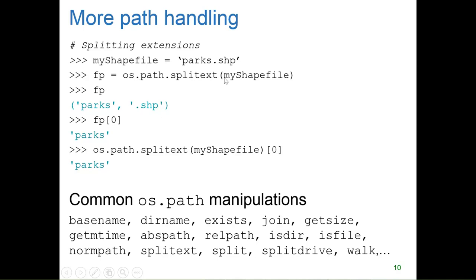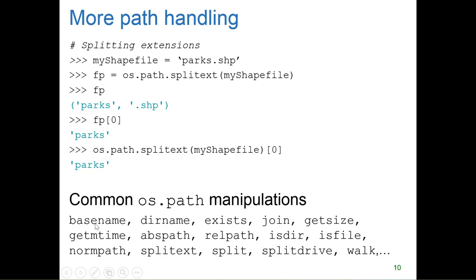So this splits the extension off of the file, and you get parts like this. This is a tuple, these parentheses around it. And of course you can index into a tuple to get the first one. We can combine these two lines together into one line and say os.path.splitext(myShapefile)[0], and that will return the first part of the file name without the extension on the end. You'll see this in some of the example scripts.